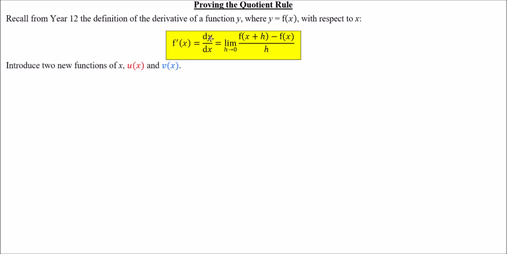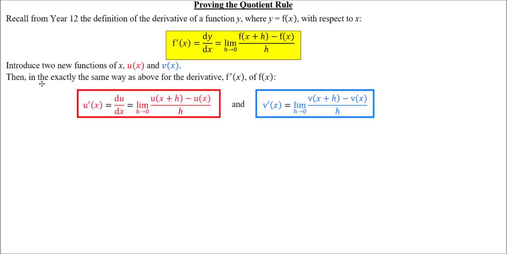So now let's use this same idea and introduce two new functions of x, call them u of x and v of x. Then in exactly the same way, u dashed of x would give us this expression, and v dashed of x would give us this here using the same definition of the derivative function. So instead of y, it's just u dashed and v dashed.